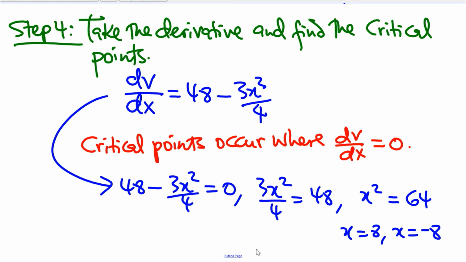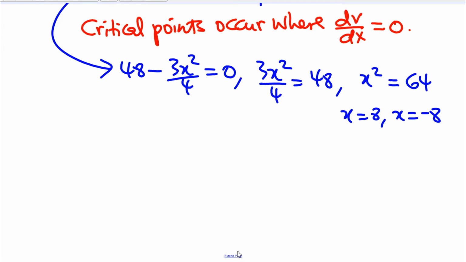Now remember, x here represents the length, so x cannot be equal to negative 8 because length cannot be negative, so you cannot have negative length. So x represents length. Okay, so x is 8. That's our critical point. So what do we do next?